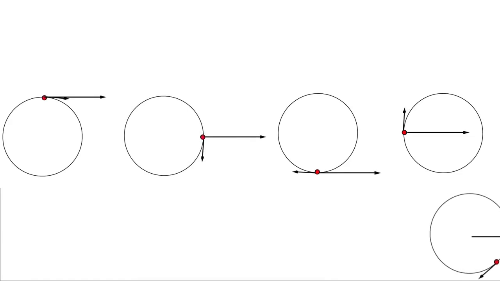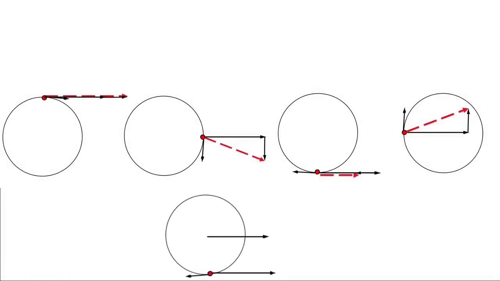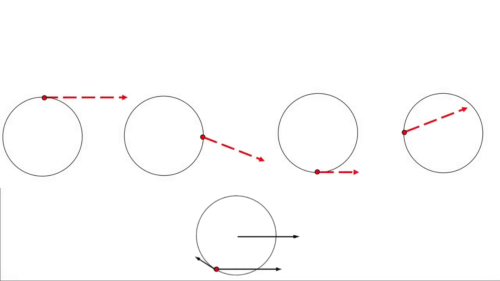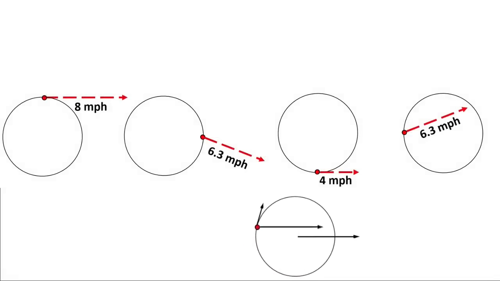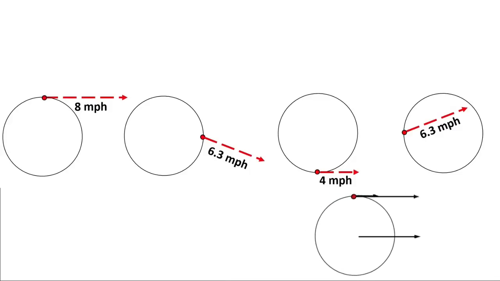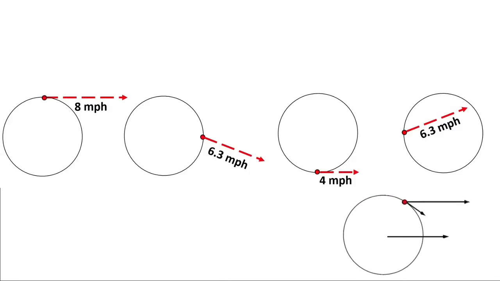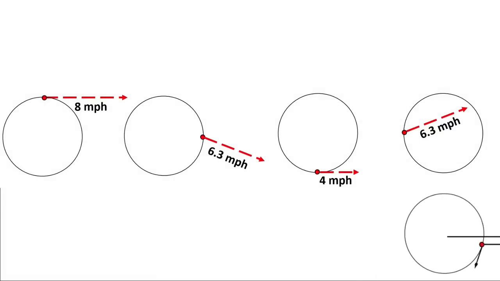Using top-to-tail addition, we add the vectors. The resultant arrows at each point are our answers. We see that the mass is going from 8 miles per hour at the top, to 6.3, 4, 6.3, and back to 8 miles per hour, on every rotation. This is a constantly changing rate of acceleration.